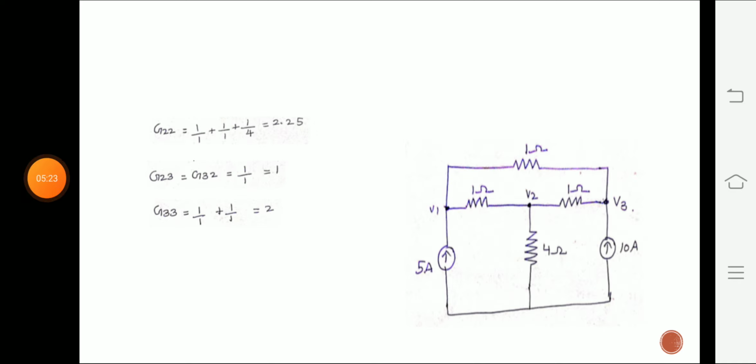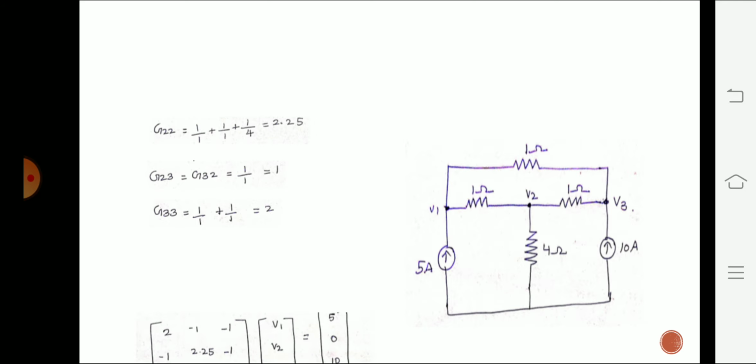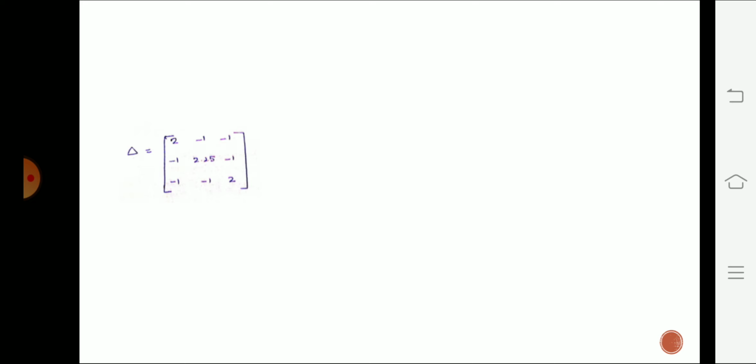And G33 is nothing but the resistance connected to the point 3. So 1 ohm and 1 ohm are connected to the point 3. Next we form the matrix. First we find the del value. The del value is 0.75.